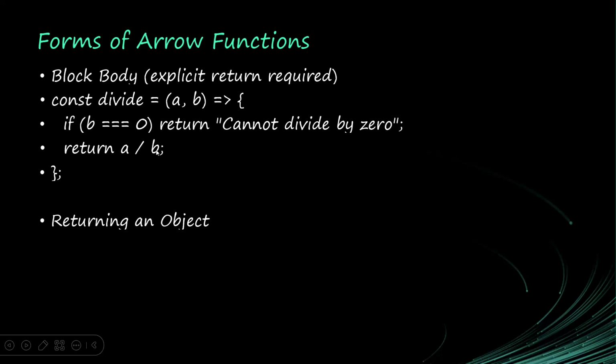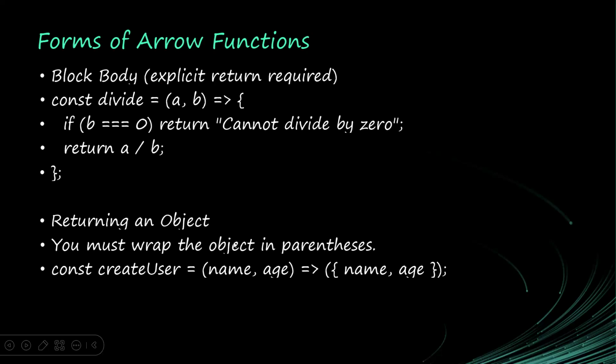You can also have an arrow function that returns an object. If your arrow function is returning an object, without the block body, make sure you're returning it in parentheses. Make sure you're returning it in parentheses, returning an object.